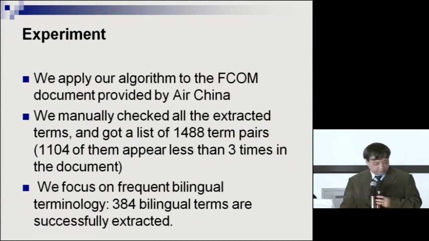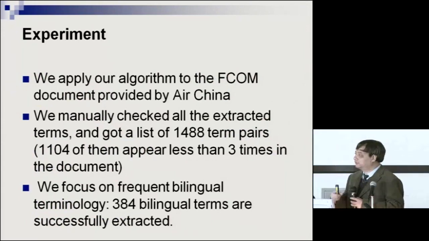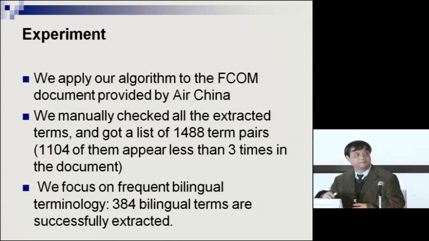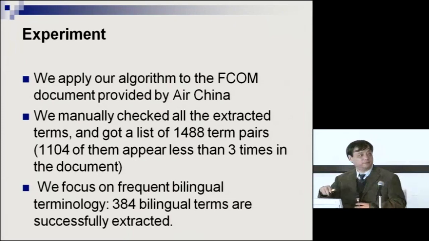We have done some experiments on the document provided by AirChina. The translation is given by AirChina. The document is related to a manual for operating Boeing aircraft. The corpus is not so big, but in total we can find over 300 bilingual terms.